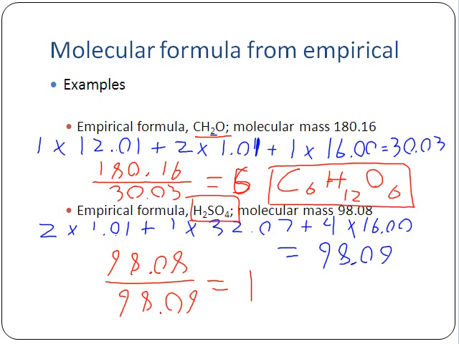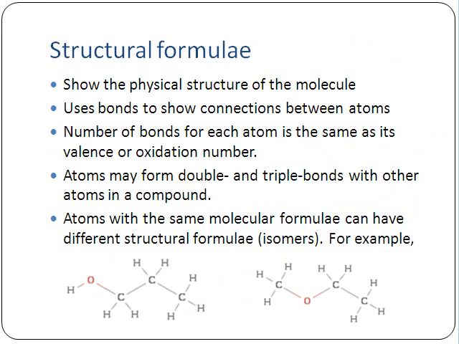Let's go on and take a look at our next topic, which is structural formula. The empirical formula shows you the ratio of the elements in the formula. The molecular formula shows you exactly how many there are, not just the ratio, but the total number of each element in a compound. The structural formula not only shows you number and ratio, it also shows you where the atoms are, what their physical structure is, and how they are related to other atoms. So the basic idea of the structural formula is that it shows the physical structure of the molecule. It uses bonds to show connections between atoms.